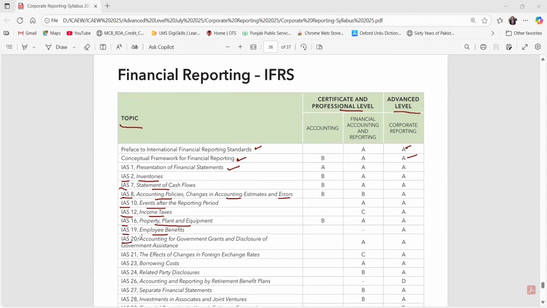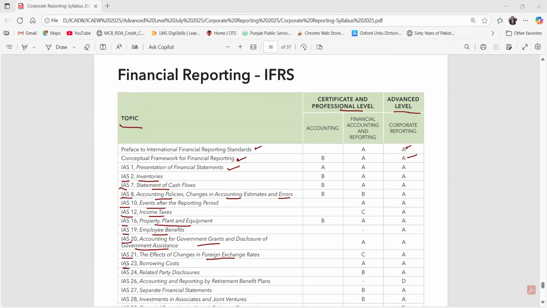Then we have IAS 20, government grants basically. How we can record our government grants basically. What is the difference between government grant and government assistance? Is there any difference? Yes, there are a lot of differences between government grant and government assistance. Then moving forward, IAS 21, foreign currency, the effects of changes in foreign exchange rates.